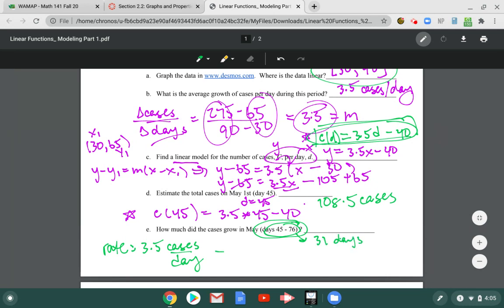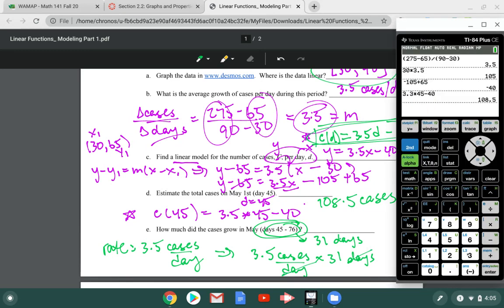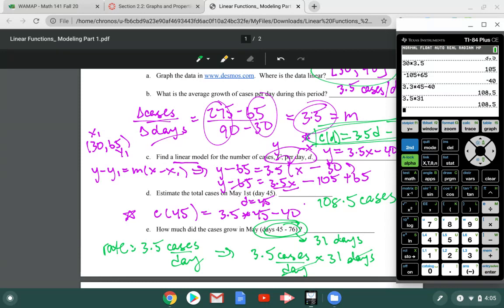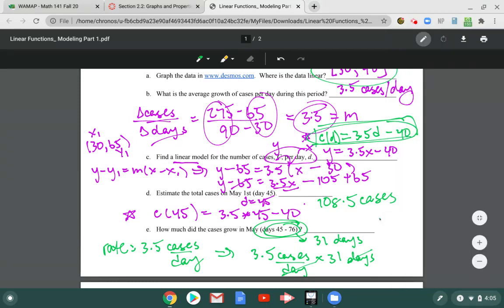So to figure out the number of cases, I'm going to take 3.5 cases per day and multiply that by 31 days. Look how nicely the units work out here. We're going to end up in cases. So I'm going to go ahead and take 3.5 and multiply that by 31. And we get, well, we've done that one before, 108.5. Again, that's just a coincidence. Okay, so 108.5.